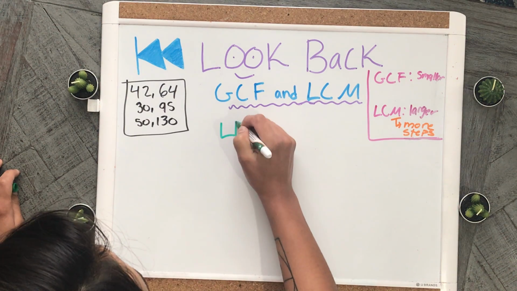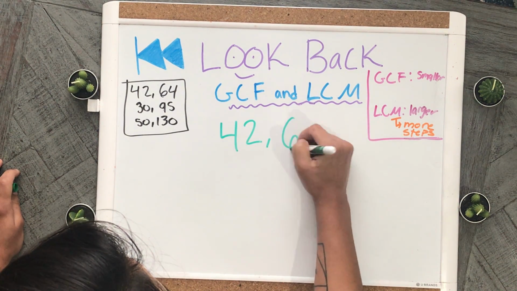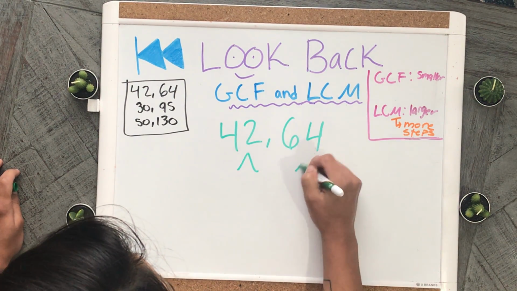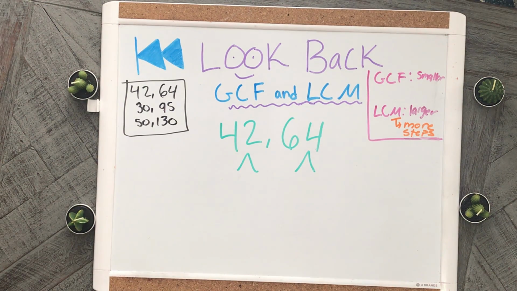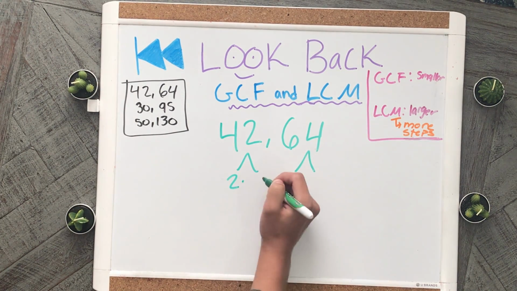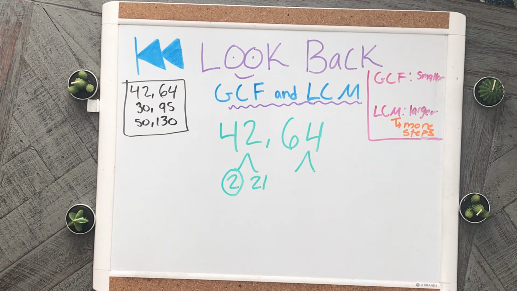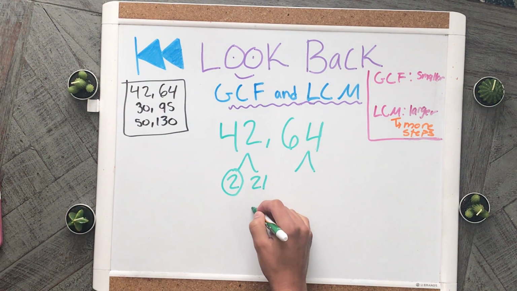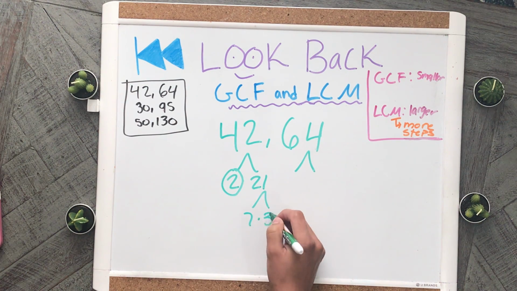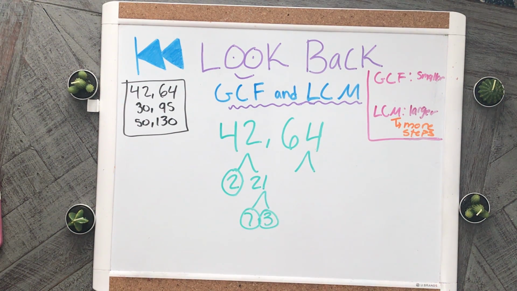For starters, we have 42 and 64. We're going to use the factor trees. What two numbers can we multiply to get to 42? We can multiply 2 times 21, where 2 is prime. And to get to 21, we can multiply what? Think about that for a second. We can multiply 7 times 3, where 7 and 3 are prime.